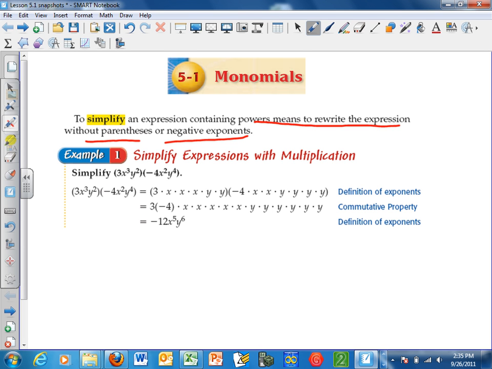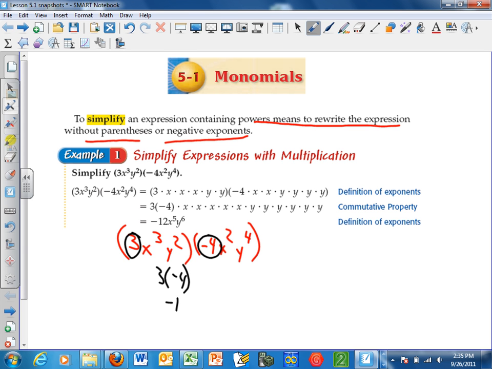So on this first one, we're multiplying the monomial 3x cubed y squared times negative 4x squared y to the fourth, that monomial. When you multiply monomials, we multiply the coefficients. So I take 3 times negative 4. Remember, coefficients are what's in front of the variable. So that would be negative 12.